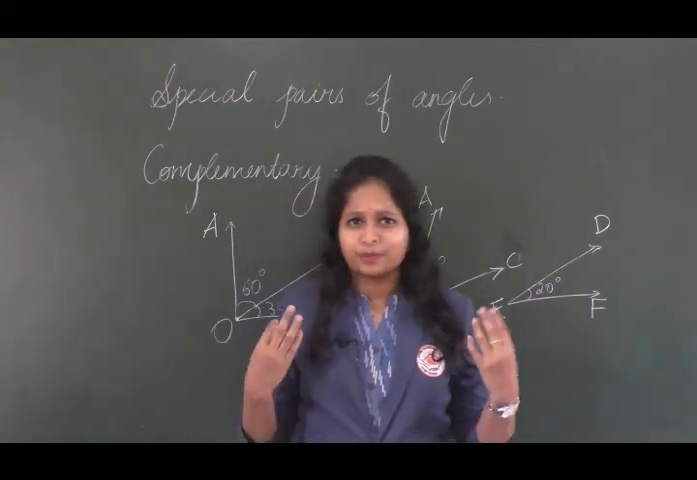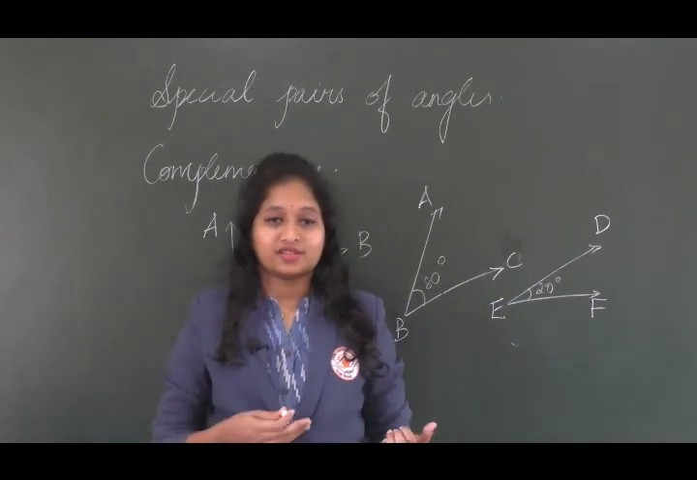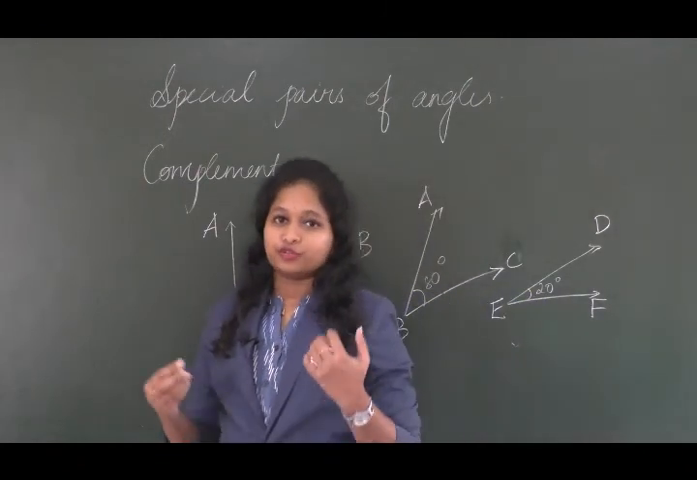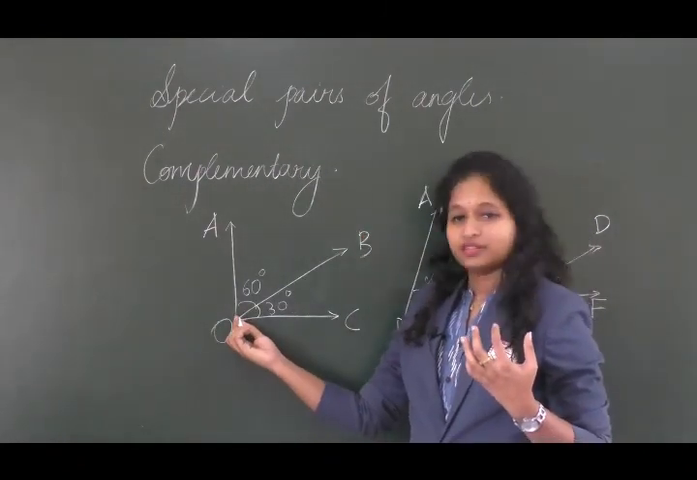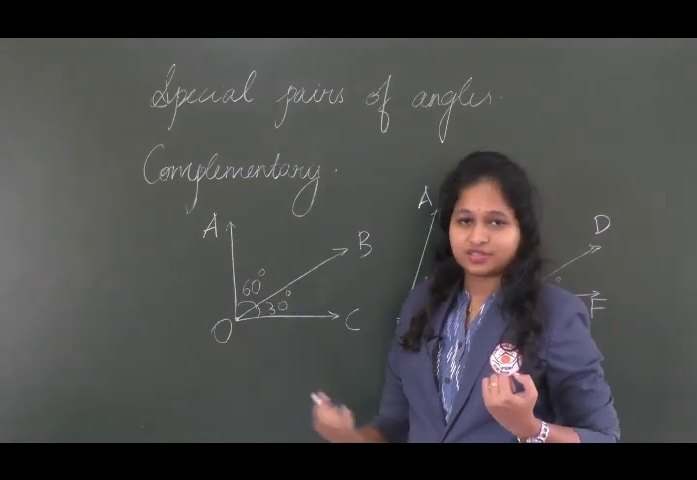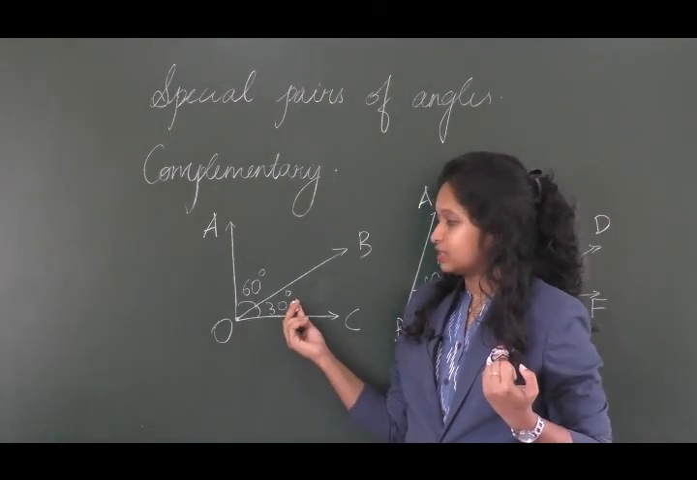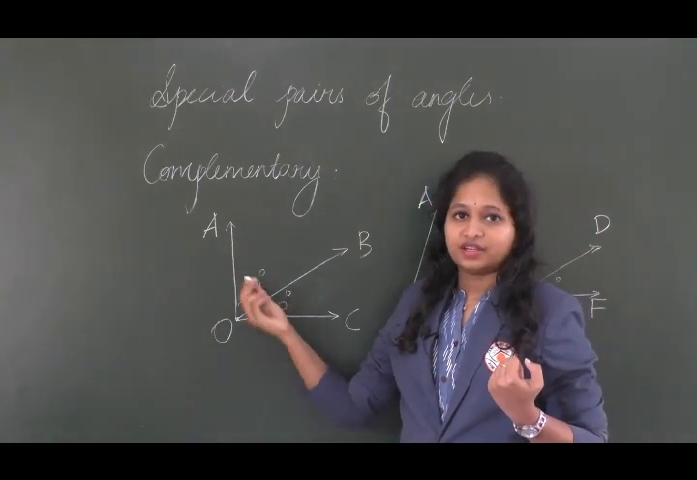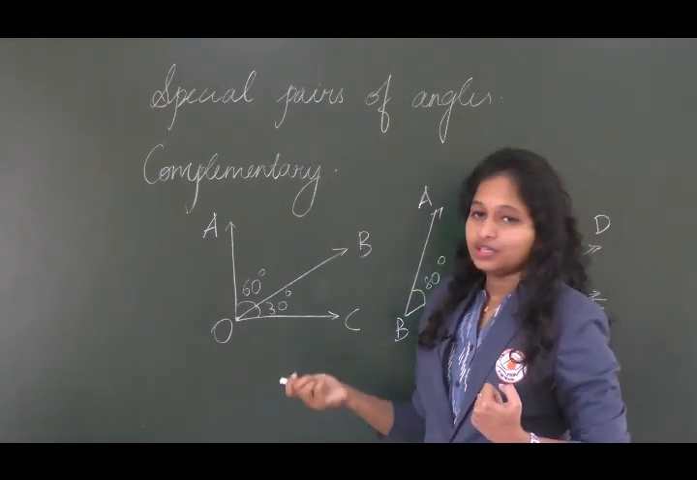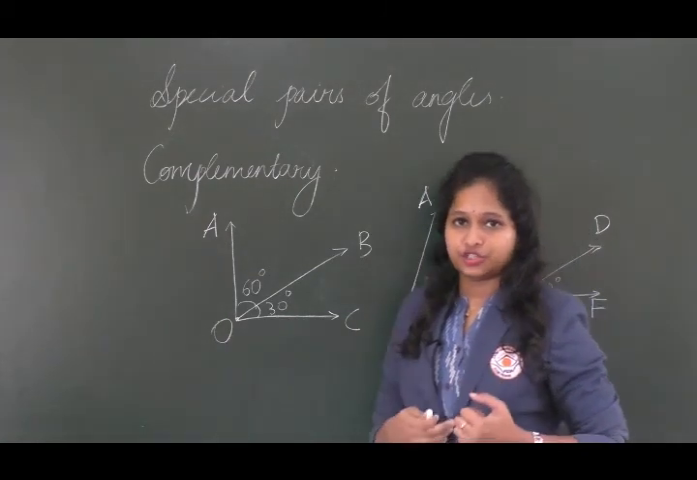So children, first let's learn about special pairs of angles. What is pairs of angles? Combination of two angles is called pairs of angles. Okay? So if you notice here, there is a vertex and two angles, isn't it? One of the angles is 30 degree and another angle is 60 degree. Angle AOB is 60 degree and angle BOC is 30 degree.